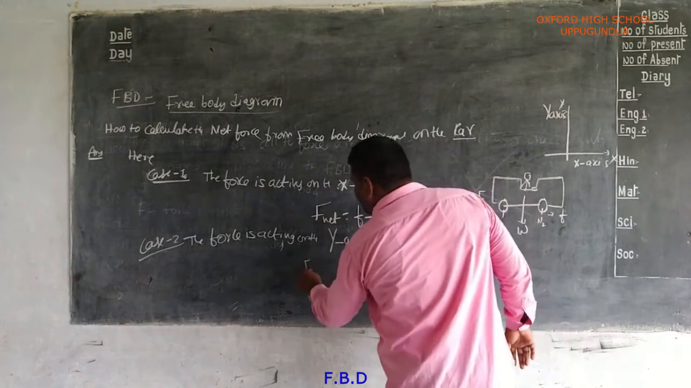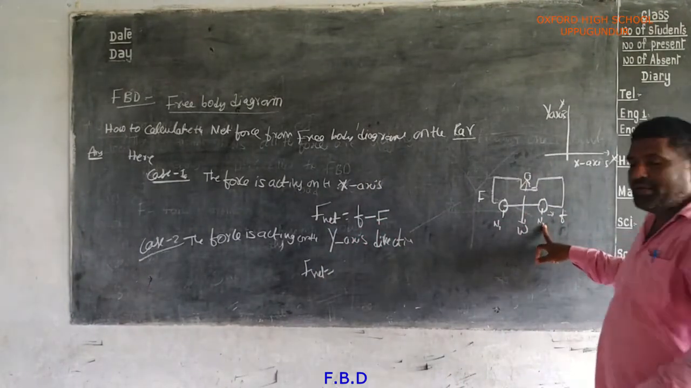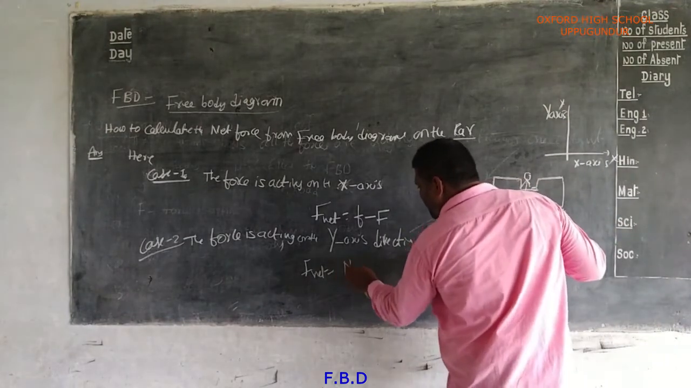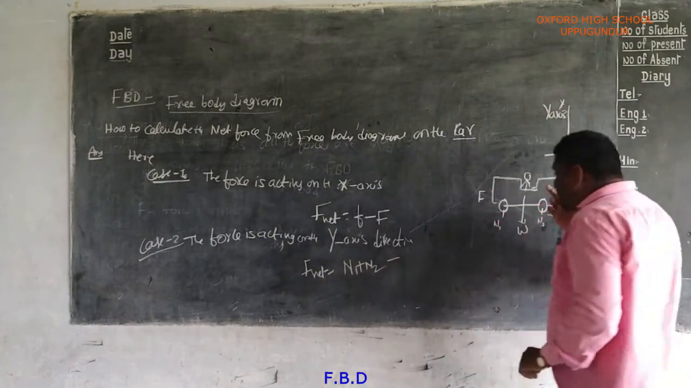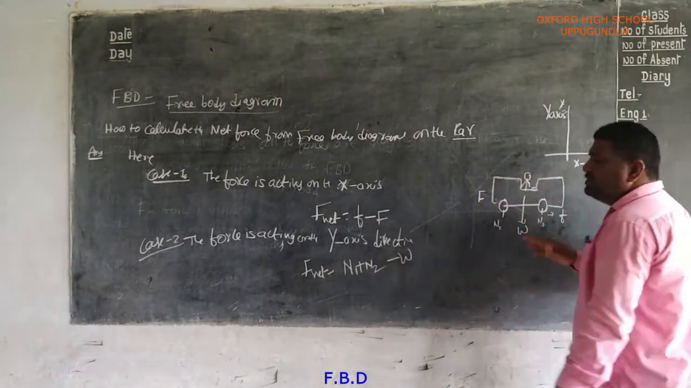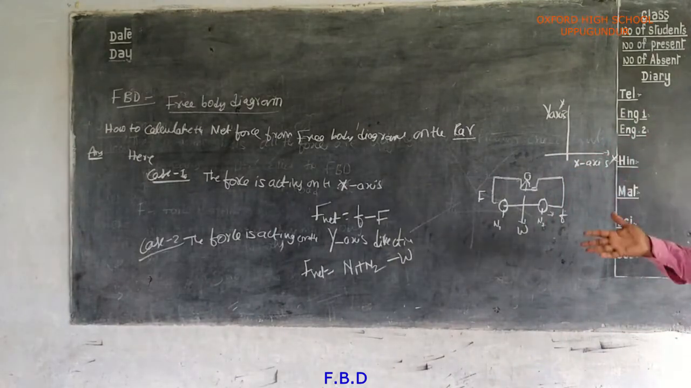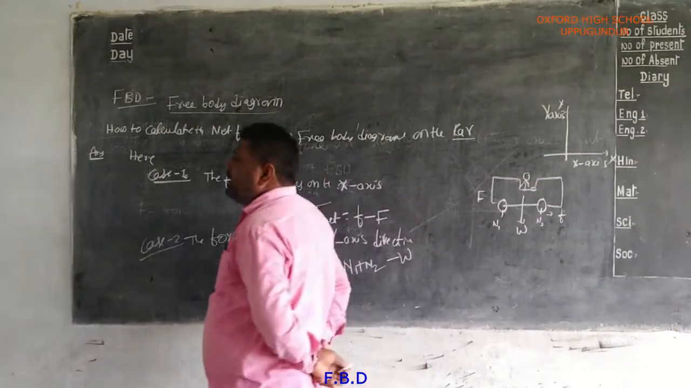So F net is equal to the total normal forces N1 plus N2 minus the weight of the object, W. So this is the derivation for how to calculate the free body diagram.